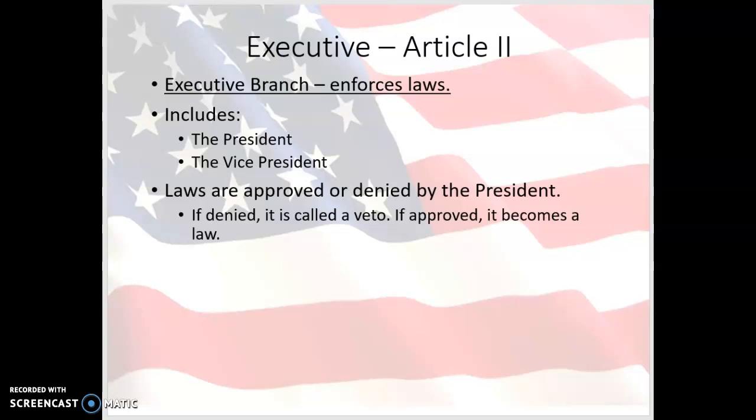The people in the executive branch include, of course, the President, the Vice President, and also the cabinet members underneath the President himself.